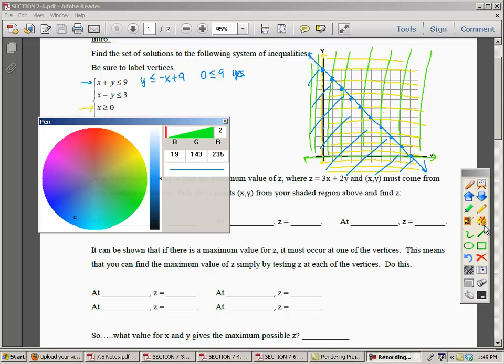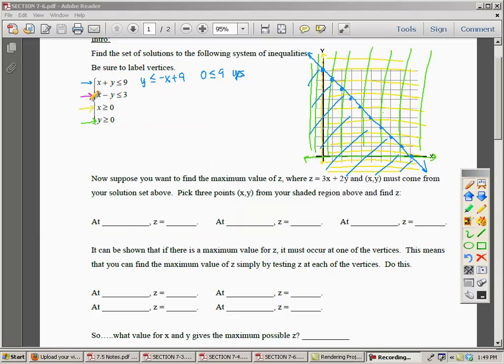Let's go one more color for our last one. And if I solve this, I have negative y is less than or equal to negative x plus 3. When I divide by negative 1, don't forget with inequalities my sign switches. So y is greater than or equal to x minus 3. So minus 3 is way down here. I'm going to pick a nice point I know, 3, 0 though. And then my slope is up 1 over 1 from there.